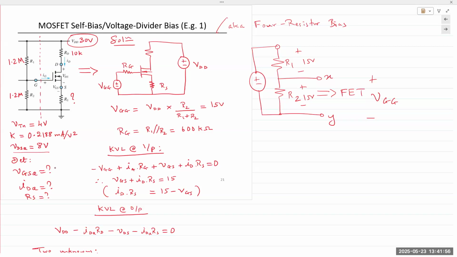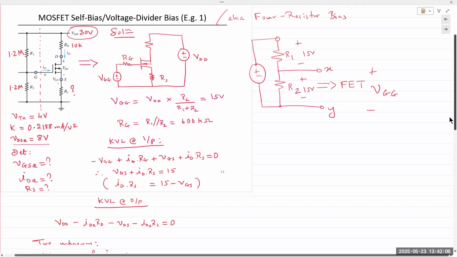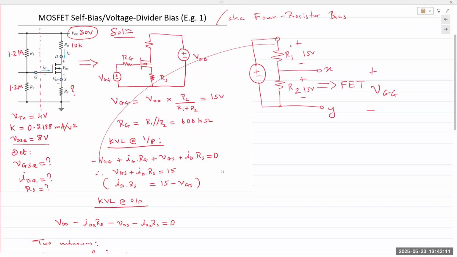Any questions? Anything I can clarify? Good. It shows IG, but IG would be equal to 0. In theoretical analysis, IG would, for all intents and purposes, equal 0.